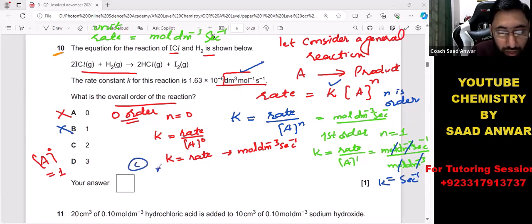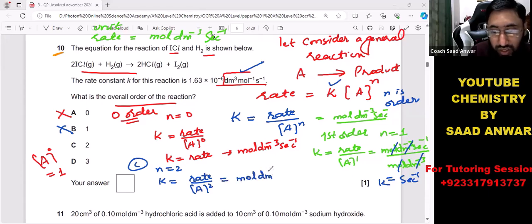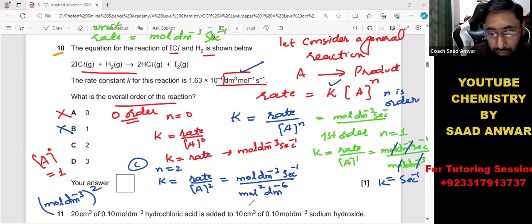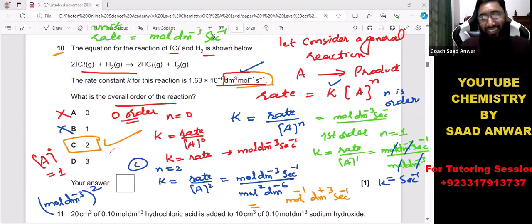Now let's try option C, which is 2. So n is 2, equals to rate upon A raised to power 2. Rate unit is moles per cubic decimeter per second. A is concentration, so the concentration unit is moles per cubic decimeter, but I have to take a square. So mole square dm minus 6. So guys, when I solve this, you will see the leftover will be mole minus 1 dm plus 3 per second. So you can see this is matching with this. So this is the correct option, option C.